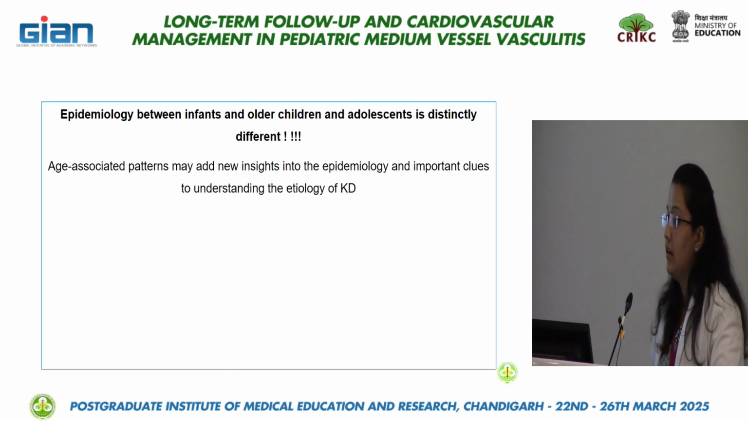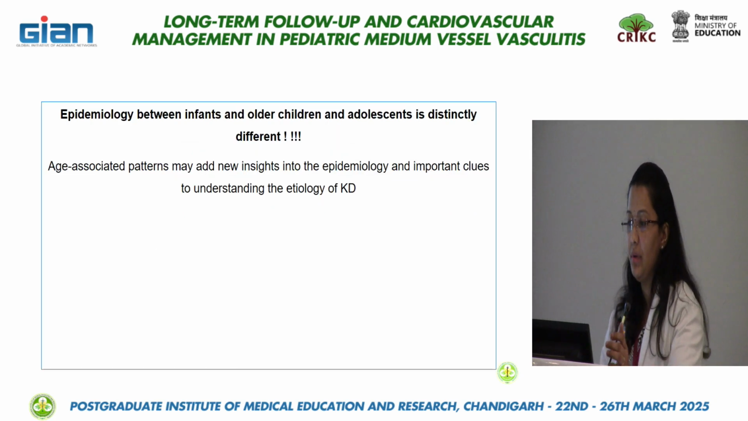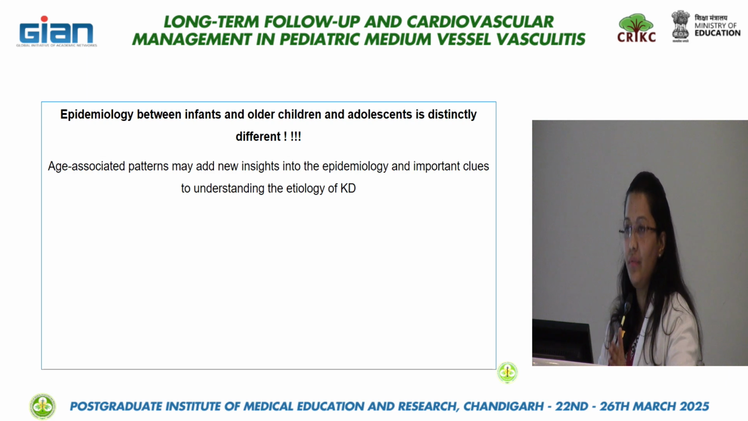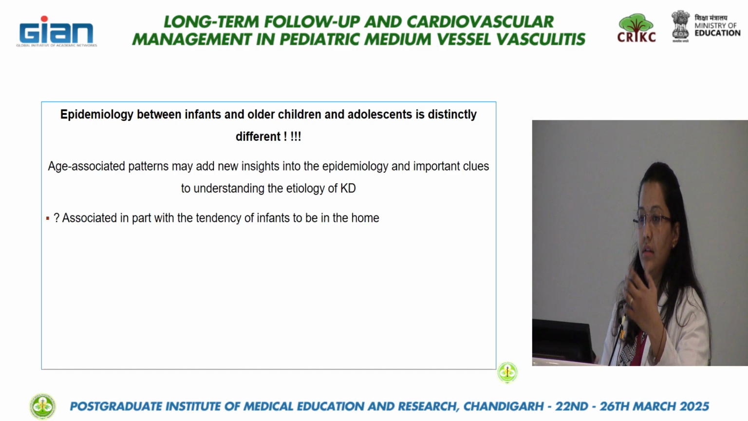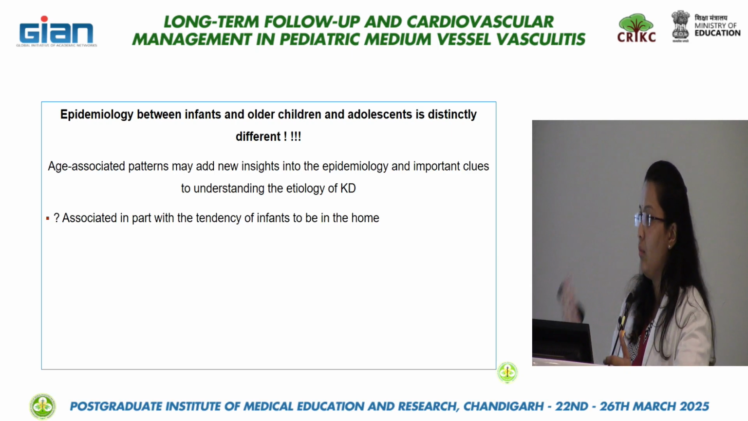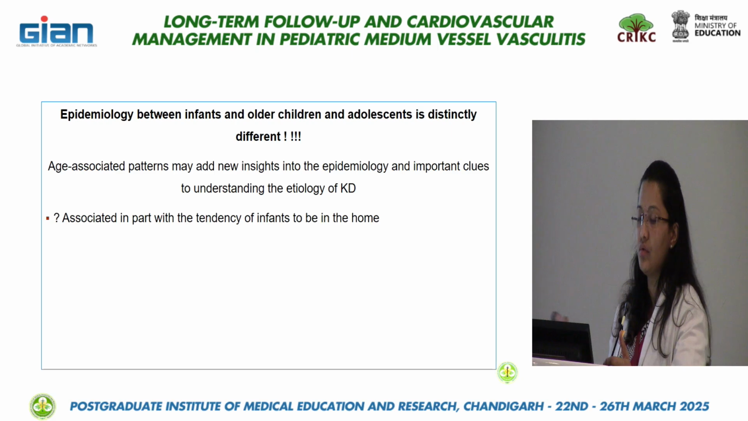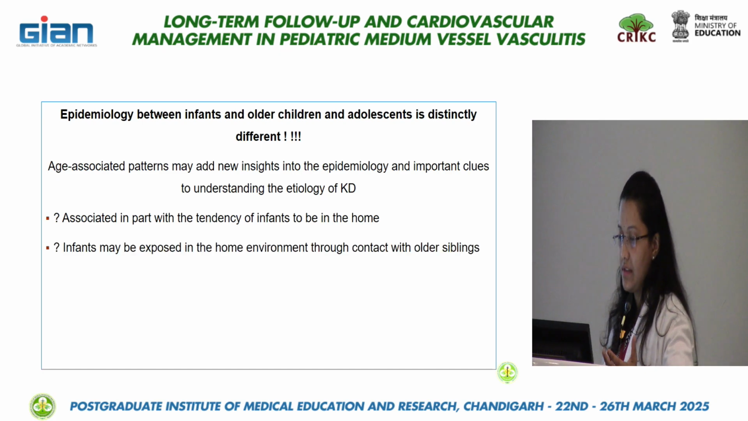So again, possibly the epidemiology is different, and possibly the pathoetiology may or may not be different between the infant and older children. So is it because of the social factor that infants less than 6 months are mostly kept at home, and more than 6 months they go to daycare or they go to school, and that's why they are exposed to various environmental factors that could be etiology or trigger for Kawasaki disease?